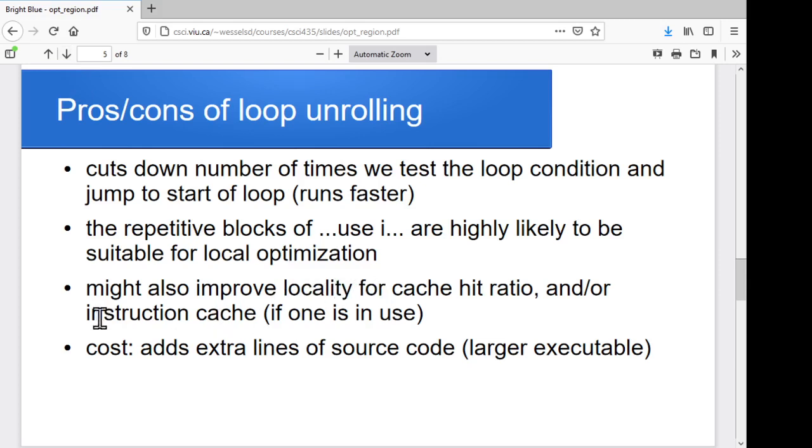If we've got an instruction cache on our processor, where it's caching recently used instructions so that we can perform those again, then again we might get a better hit ratio for that as well. So there's all sorts of different optimizations and performance issues that might come out as an advantage if we take this process as well. Again, the cost being that we're increasing the size of our executable as we're doing this.